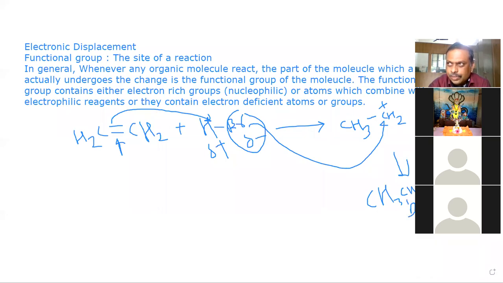This is the site of reaction. आली का लक्षात, याच्यामध्ये कुठली साइट आहे? Carbon-carbon double bond is the functional group which acts as a site of reaction. Pi electron is a source of the electron. याच्यामध्ये जे दोन बॉन्ड आहेत, one is the sigma bond and the other is the pi bond, and this pi bond acts as a source of electron and H plus is the electrophile. This is one example. म्हणजे site of reaction लक्षात आली.